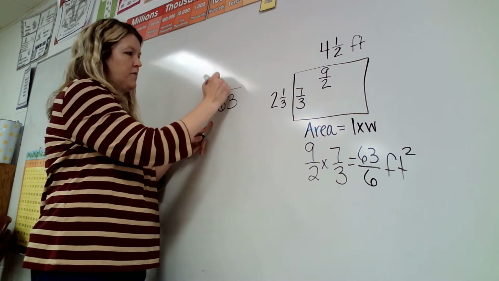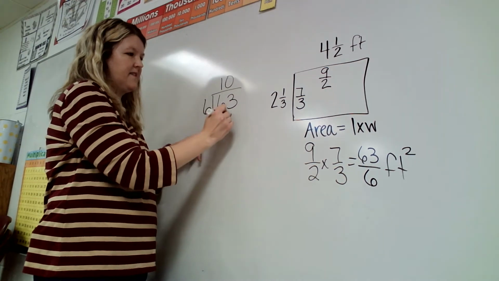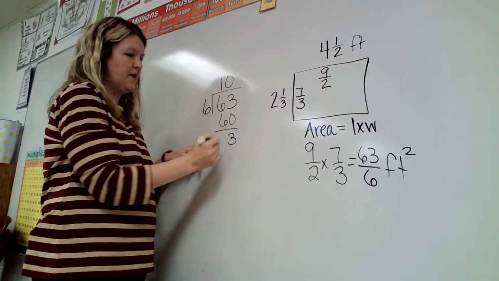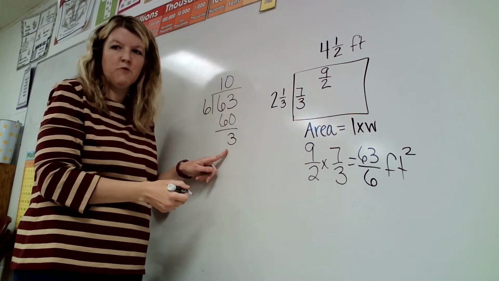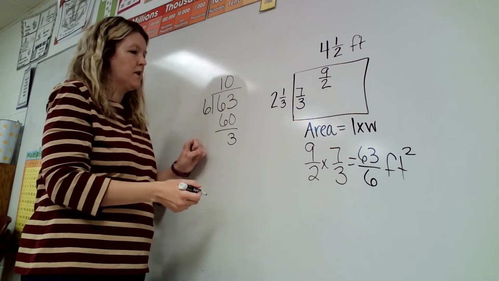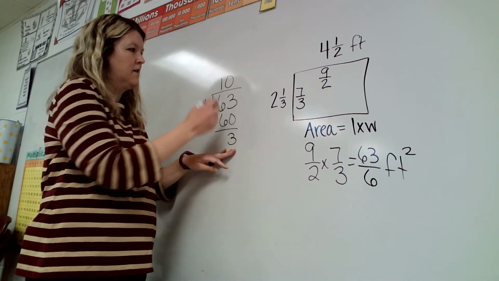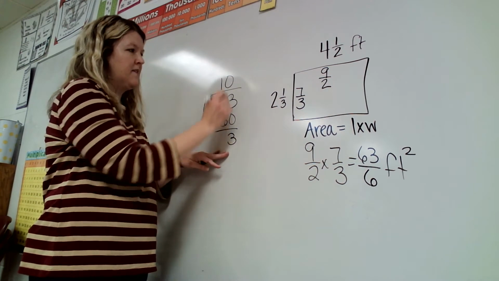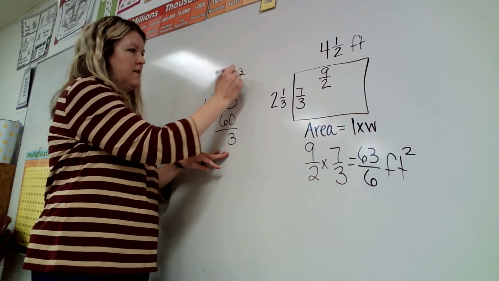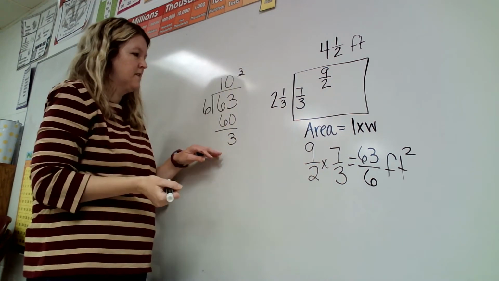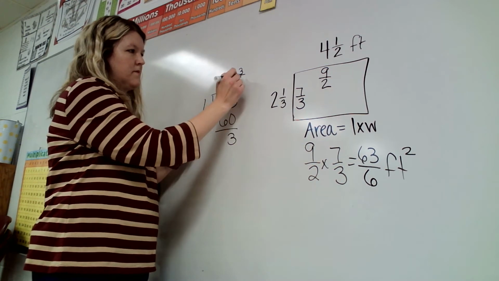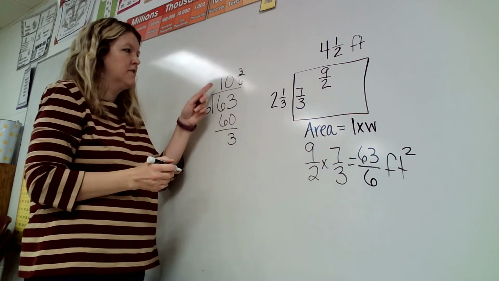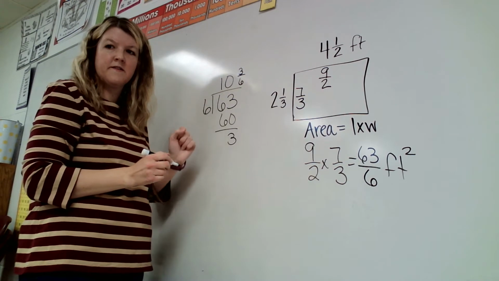So I know 10 times 6 gives me 60. And I have 3 left over. So I can't make any more groups. So if I'm going to write my answer as a mixed number, the remainder becomes my numerator, and the divisor is the denominator. So I've got 10 and 3/6.